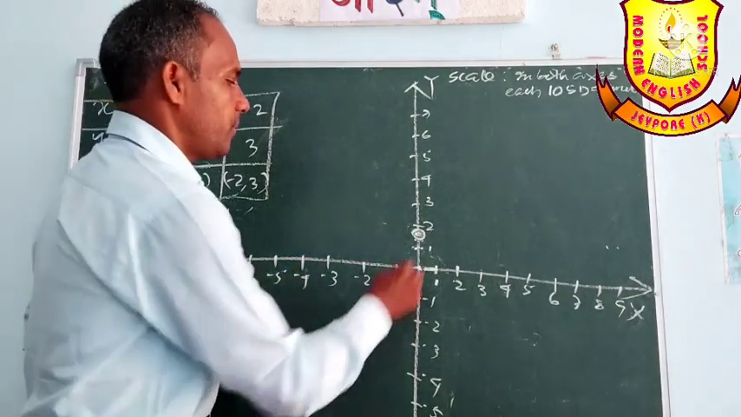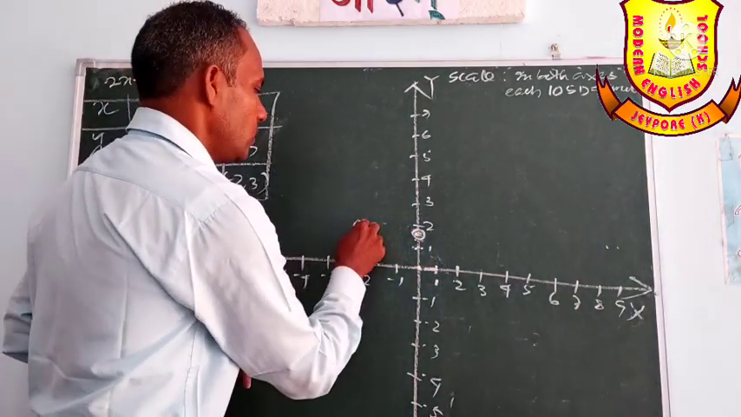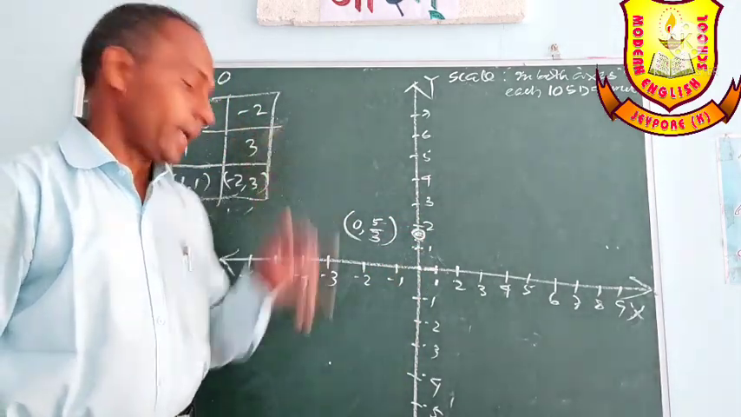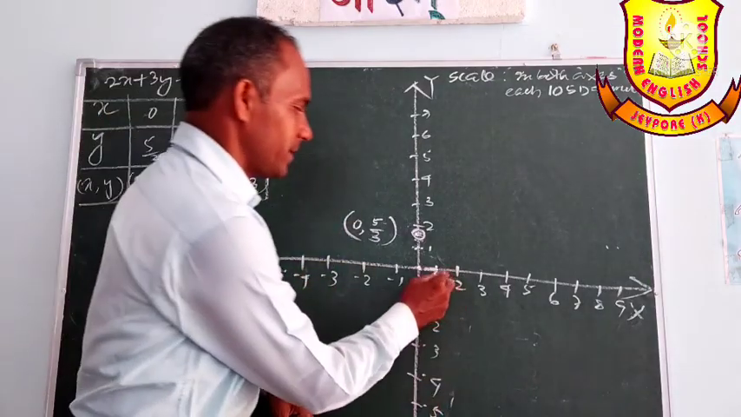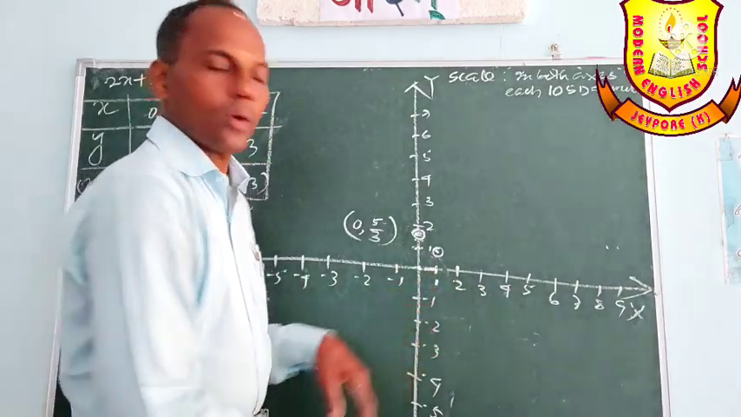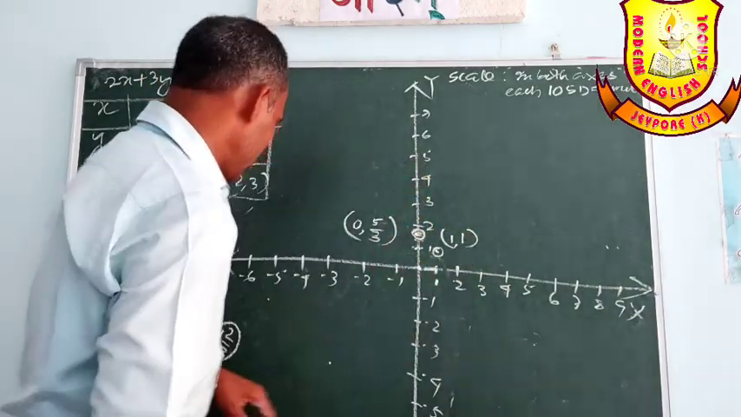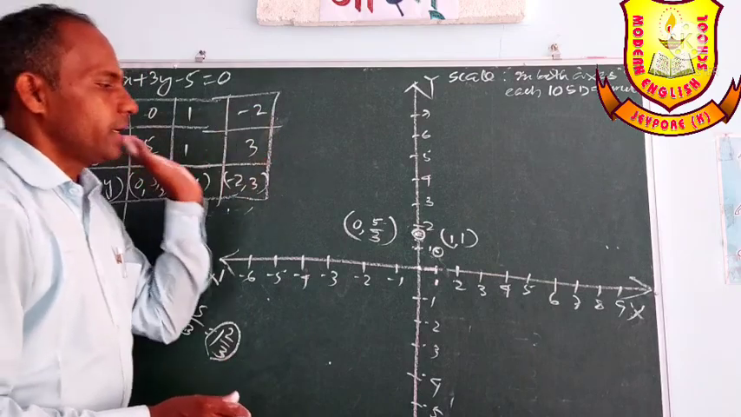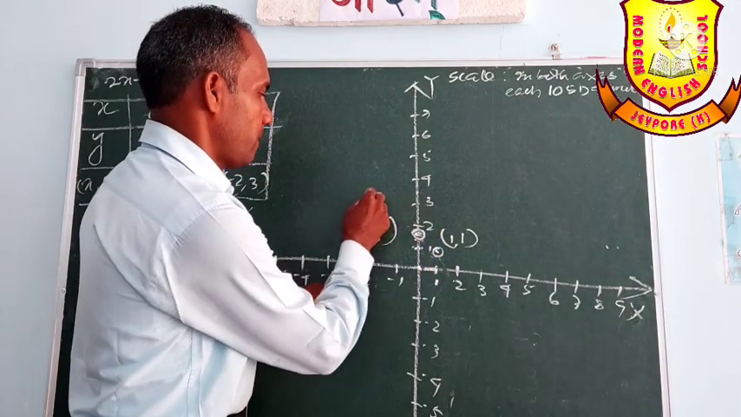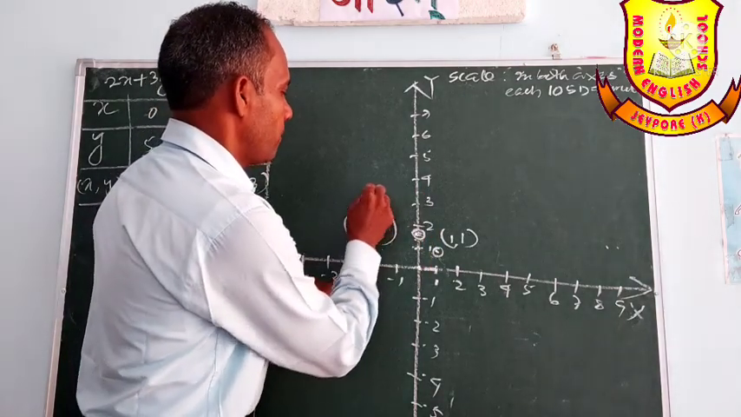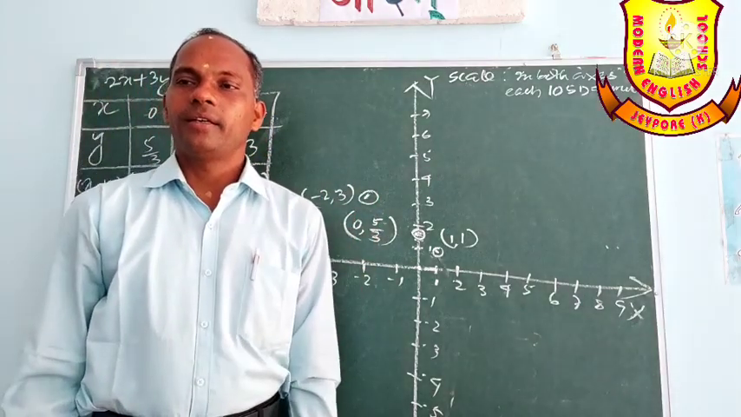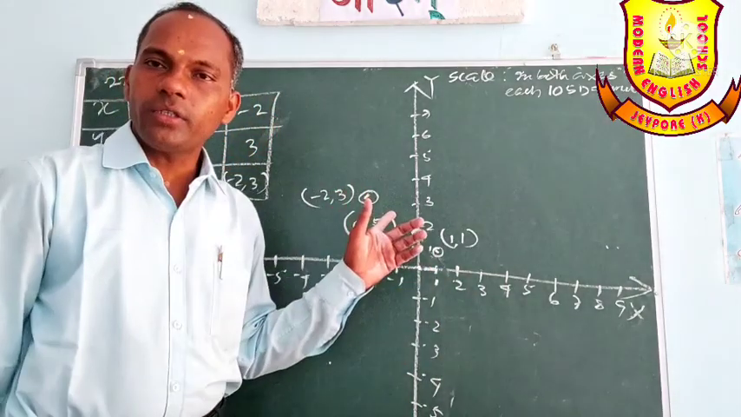Okay, and you have to write here 0, 5 by 3. The point should be located. Next, 1, 1: in the x-axis 1, y-axis 1. This one is the point. This is 1, 1. Next, the third one, minus 2, 3. In the x-axis minus 2, in the y-axis 1, 2, 3 here. This one is the point, minus 2, 3. Now we have the 3 solutions.